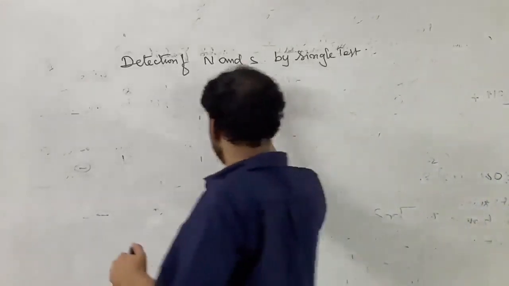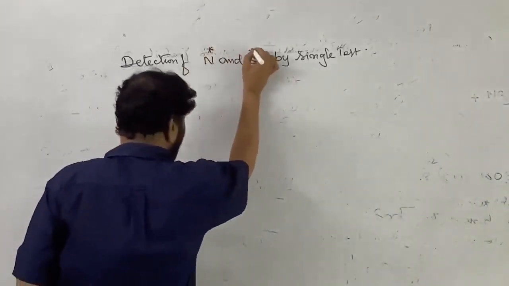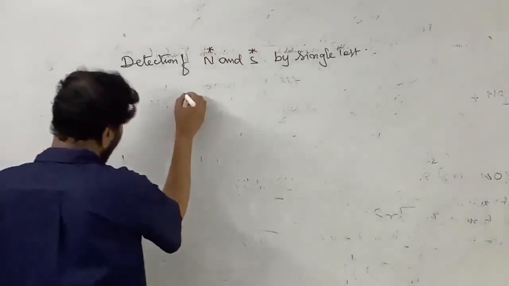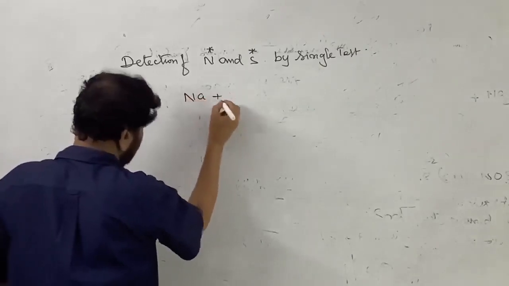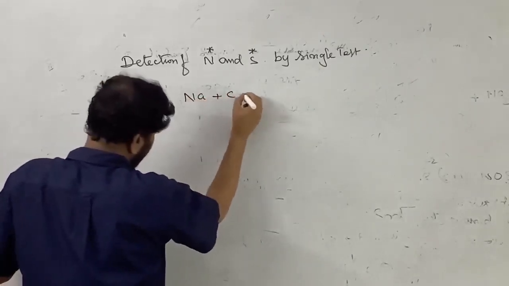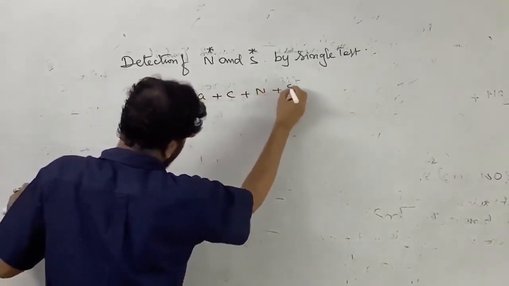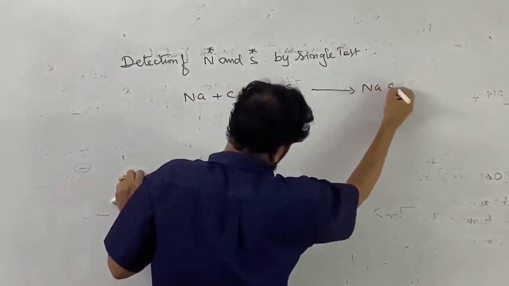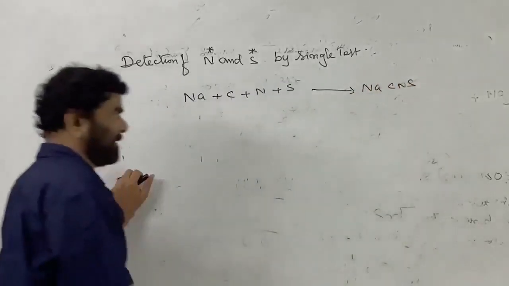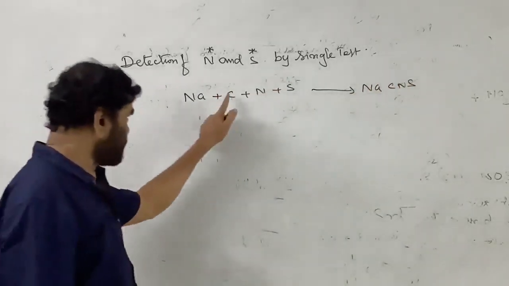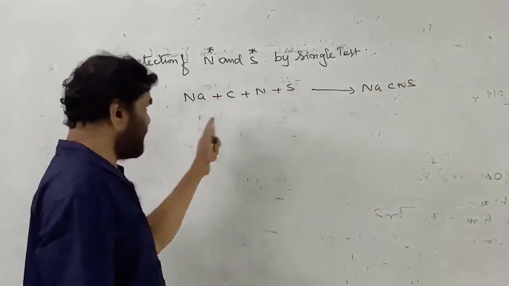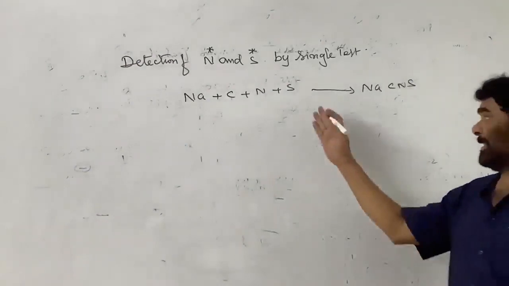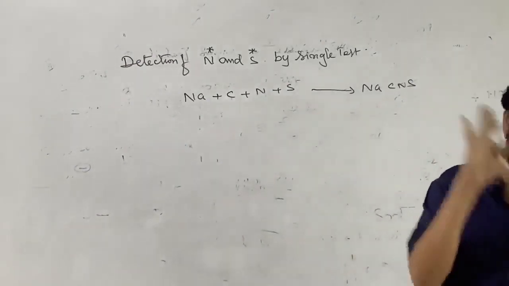If it contains nitrogen as well as sulfur in the given organic compound, during the Lassaigne's extract preparation, the nitrogen and the sulfur react with each other to give sodium thiocyanate. Instead of sodium cyanide and sodium sulfide, the three elements are combining and forming this one. There is a danger of this.